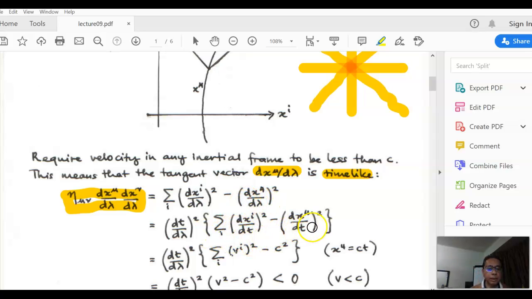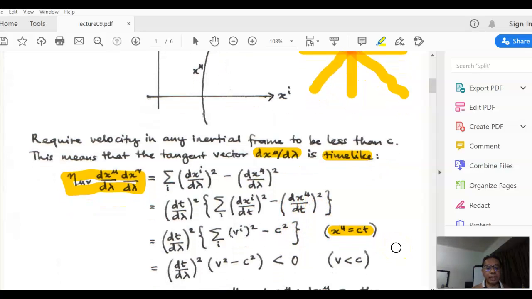So why do we do that? Essentially, this is something that we actually know. This is essentially the derivative of the position with respect to time, which is simply the components of the velocities. So you have v_i squared corresponding to (dx_i/dt) squared, and then x4 is simply ct. When you differentiate with respect to time, you get your c. So in other words, you have c squared.